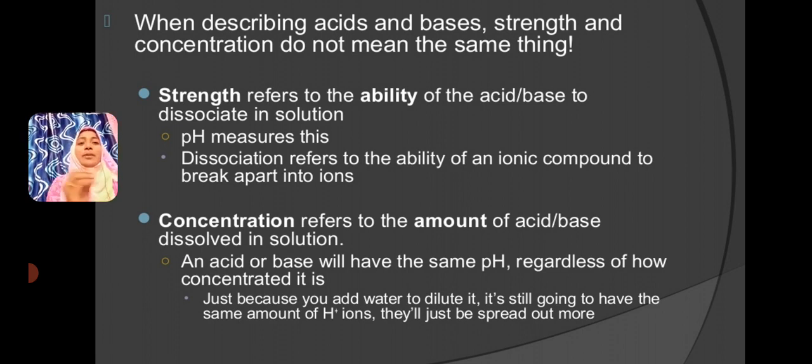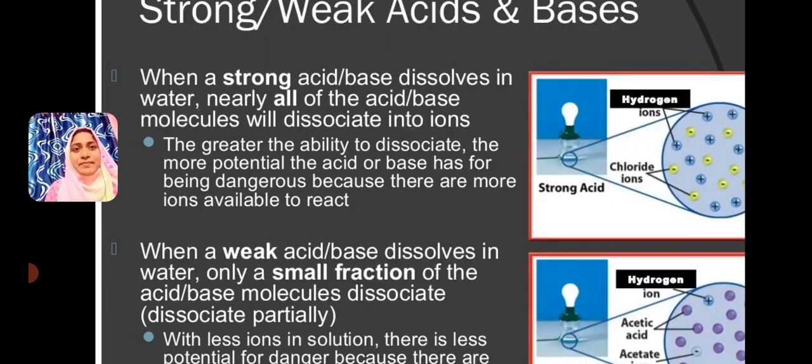So an acid or a base will have the same pH regardless of how concentrated it is. Just because you add water to dilute it, it is still going to have the same amount of hydronium ions. They will just be spread out more. That's it. Next, let's look at strong acids versus weak acids and bases.